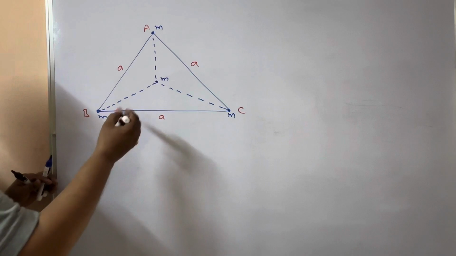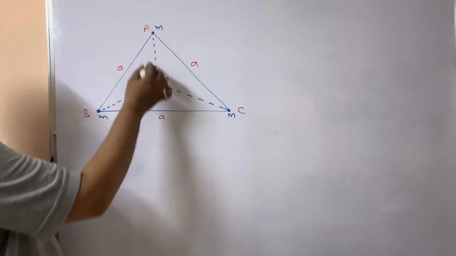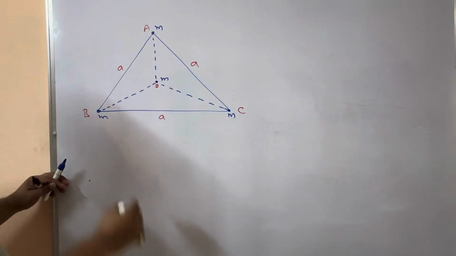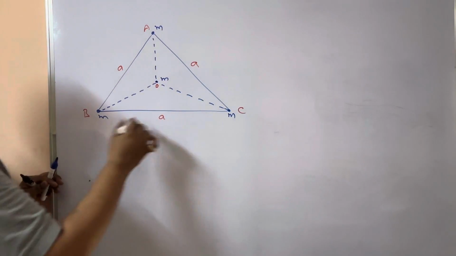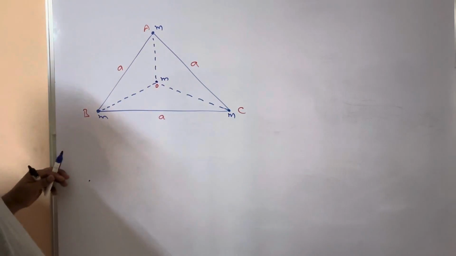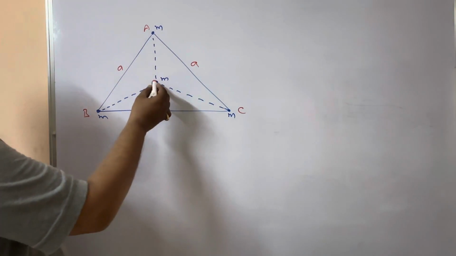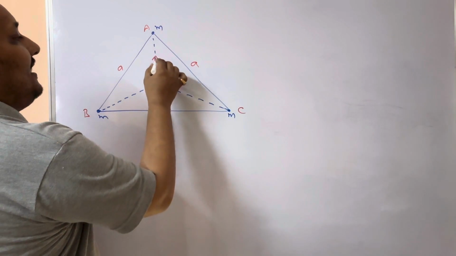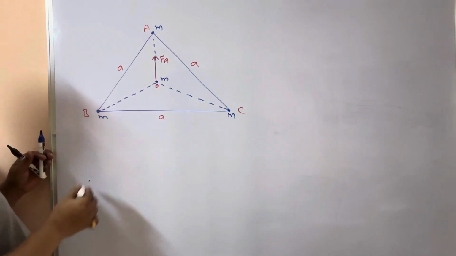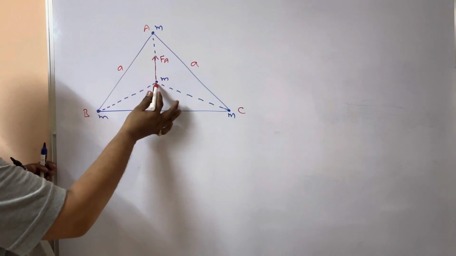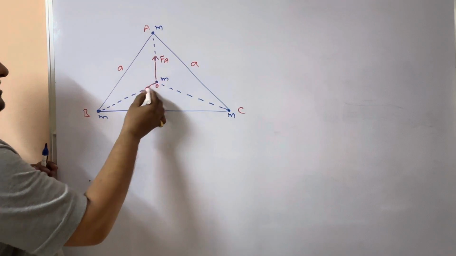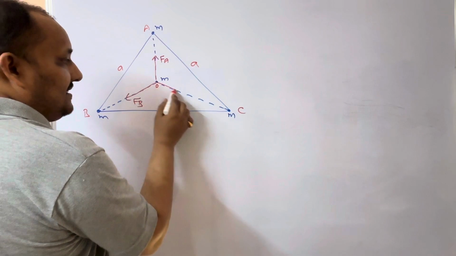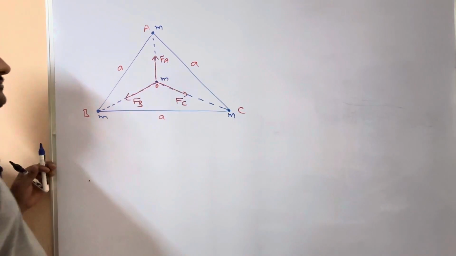Now, what is the gravitational force between A and this mass O, at the center? What is the gravitational force between B and O, and C and O? Gravitational force is always attractive. Force on O due to A is attractive, like this, FA. Next, force on O due to B is also attractive, FB. Force on O due to C is also attractive, FC.